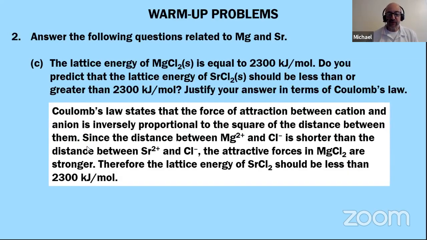So here's what I said. Coulomb's law states that the force of attraction between cation and anion is inversely proportional to the square of the distance between them. I'm just stating Coulomb's law in words. Since magnesium is a smaller ion, which you've already addressed in part B, there's a shorter distance between the ions, so the attractive forces in magnesium chloride should be stronger. Now, be careful that you don't omit this last sentence.